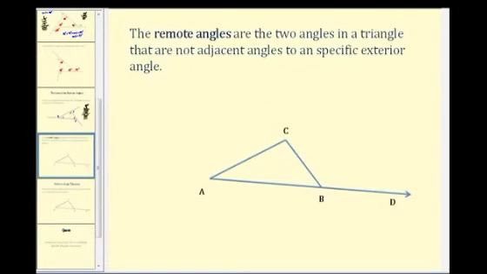Before we talk about the last theorem, let's define remote angles. The remote angles are the two angles in a triangle that are not adjacent angles to the specific exterior angle. So if we pick one exterior angle, let's say this angle here, the two interior angles not adjacent to angle 1 would be angle 2 and angle 3. Angle 2 and angle 3 are the remote angles to angle 1. And these angles have a special relationship.